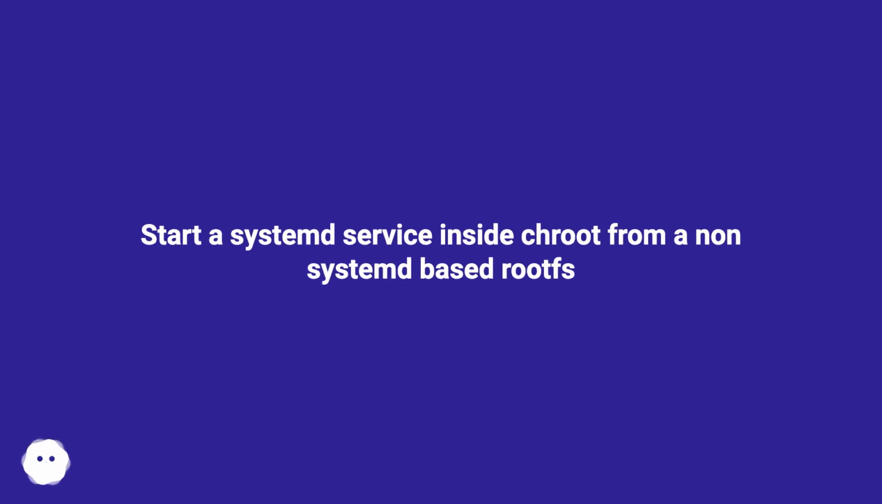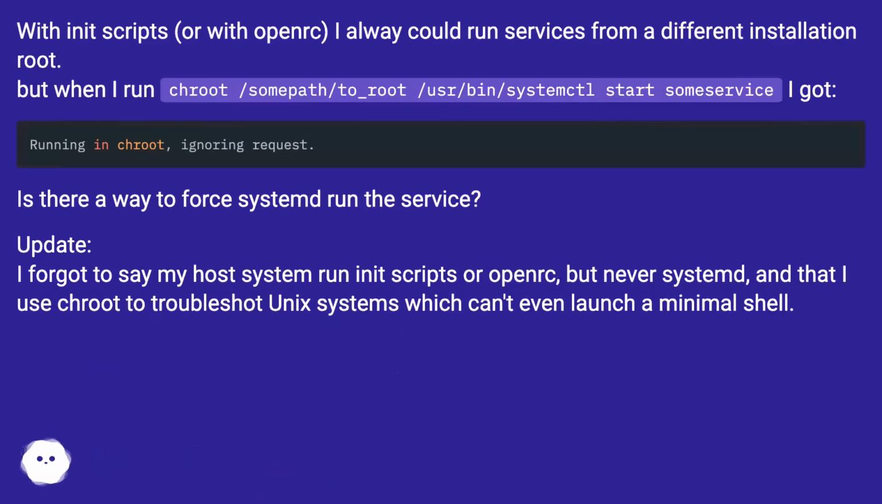Start a system service inside Chroot from a non-systemd-based rootfs. With init scripts, or with OpenRC, I always could run services from a different installation root. But when I run chroot /some/path/to/root /usr/bin/systemctl start some-service I got an error. Is there a way to force systemd to run the service?